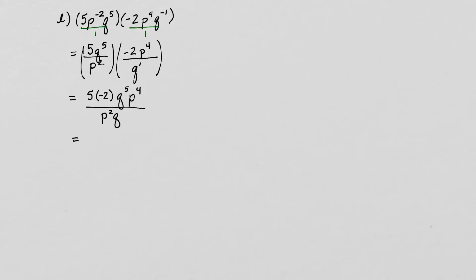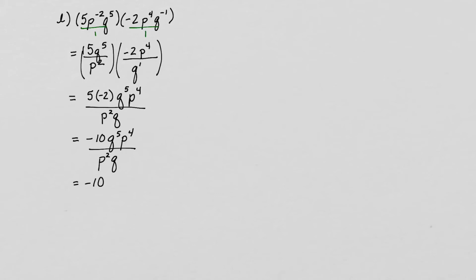And then 5 times negative 2 is negative 10. So I have negative 10, q to the 5th, p to the 4th, divided by p squared q. Okay, and now I just need to look at the top and the bottom and see if there's anything in common, which there is. There's q's on both places and p's on both places. So I need to look and say, okay, where are there more q's? Oh, there's more q's in the top, right? There's 5 in the top, 1 in the bottom. So how many more q's do I have? Oh, I have 4 more q's.